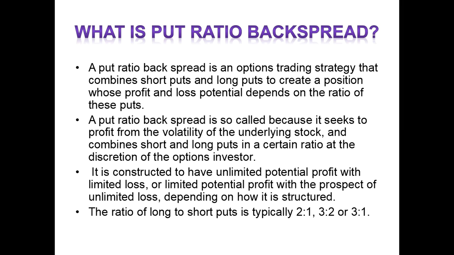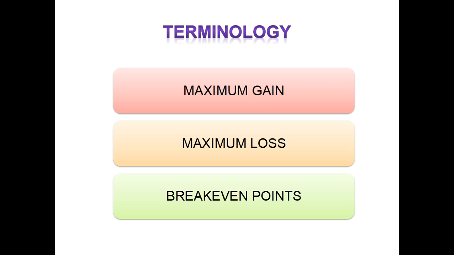So it is constructed to have unlimited potential profit with very limited loss, or limited potential profit with the prospect of unlimited loss, depending on how it is structured. The ratio of long to short puts is typically 2 is to 1, or 3 is to 2, or 3 is to 1. So here are some of the terminology: the maximum gain, the maximum loss, and the break-even points.